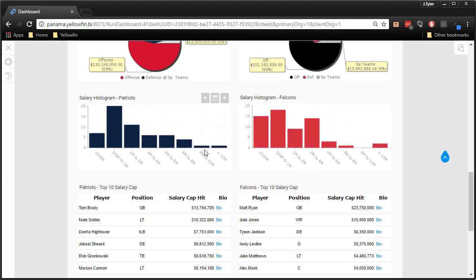We compare that to the Patriots. Interesting. One was 8 to 10. Four, and then six. They had 11 players in that range.